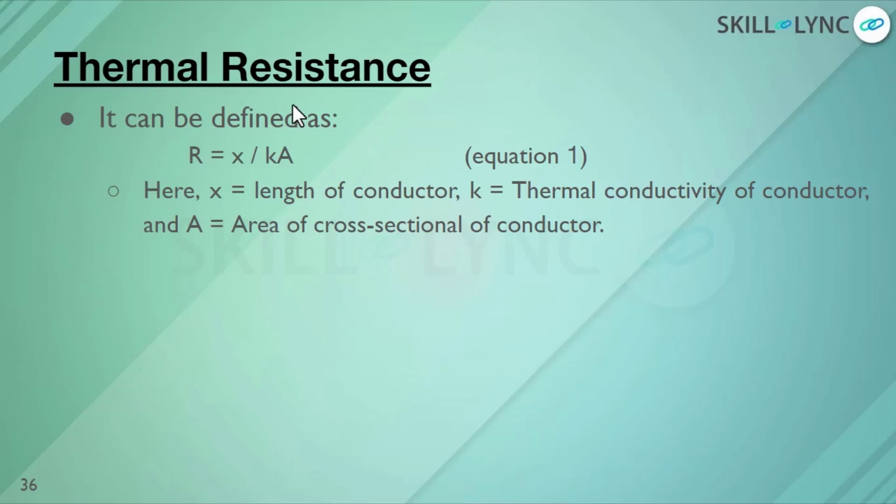Next, we are going to study thermal resistance. Thermal resistance can be defined mathematically as R is equal to X upon KA, where R is the denotation of thermal resistance, X is the length of the conductor, K is the thermal conductivity of the conductor, and capital A is the area of cross section of the conductor.